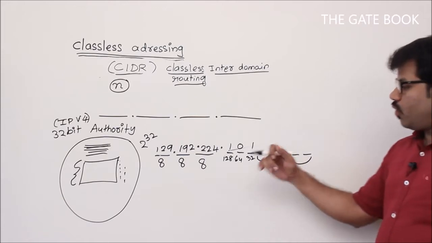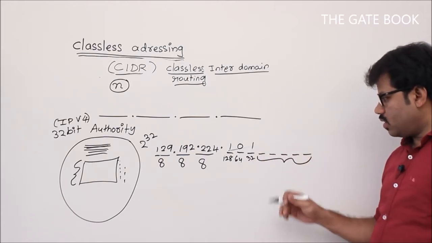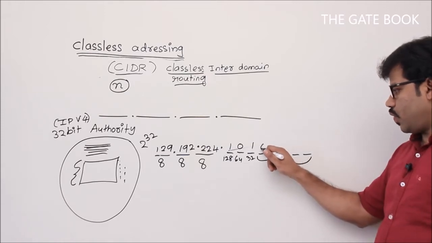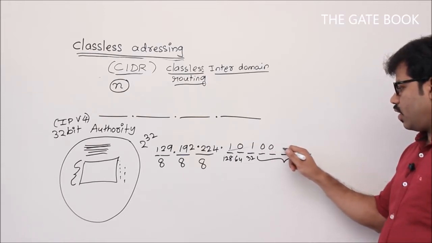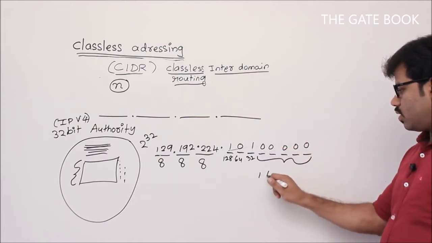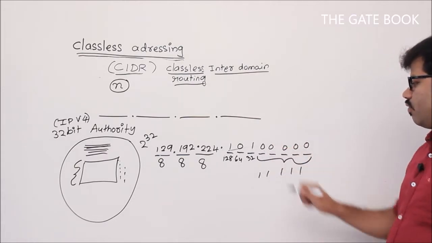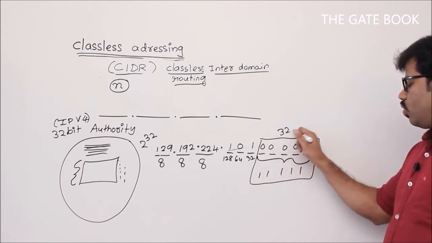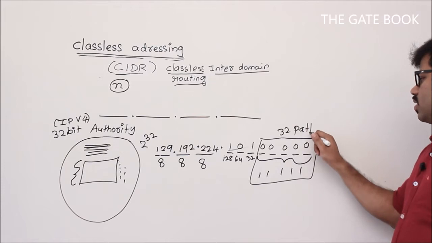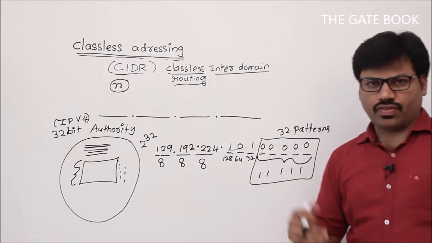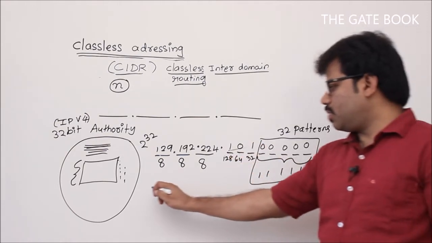Now, if you ask for 32 addresses, the authority will give them this way. First of all, they will vary these 5 bits from all zeros to all ones. How many ways can they vary? We know that 5 bits can be varied in 32 ways. So these 32 patterns are going to be your addresses. Try to understand now. Now we will see the IP address of each pattern.